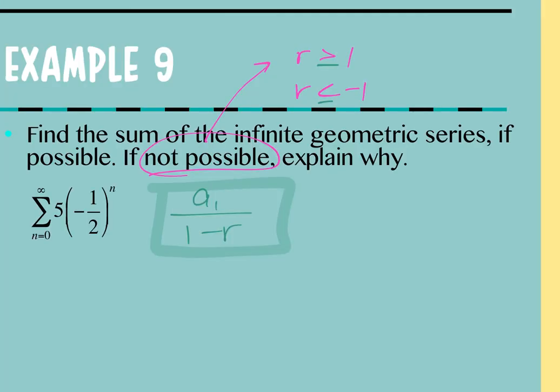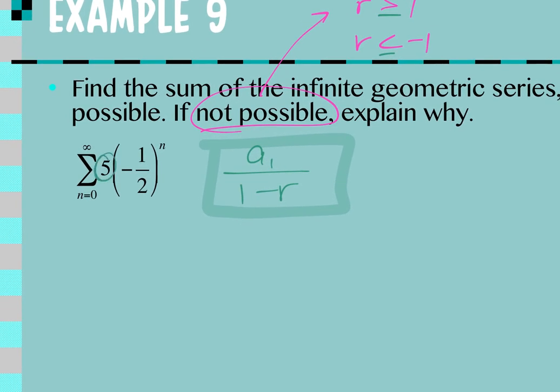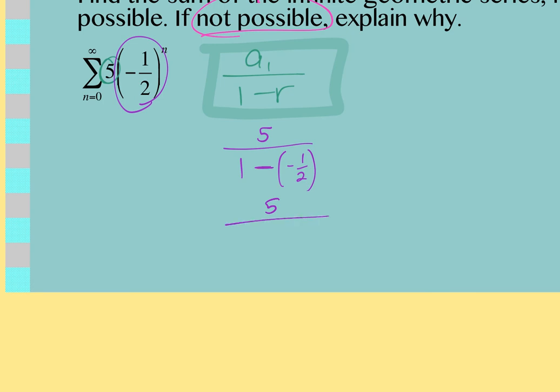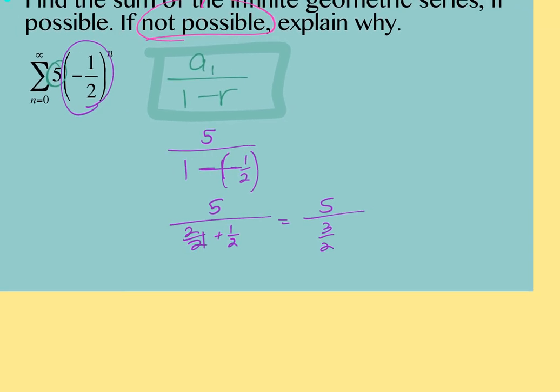So that would be if it's not possible. Yeah, if it said why and you said it's not possible, your reason is it's bigger than 1, it's smaller than 1, anything like that. All right, so A1 is the one that's not being raised to the power, so that's 5. Over 1 minus, my r is negative 1/2, so this stays negative 1/2. I'd get 5 over 1 minus a negative 1/2, which becomes 1 plus 1/2. This would be 2 over 2, so this is 3/2. And then we keep, change, flip it. And I'd get 10 over 3, and it stays just like that.